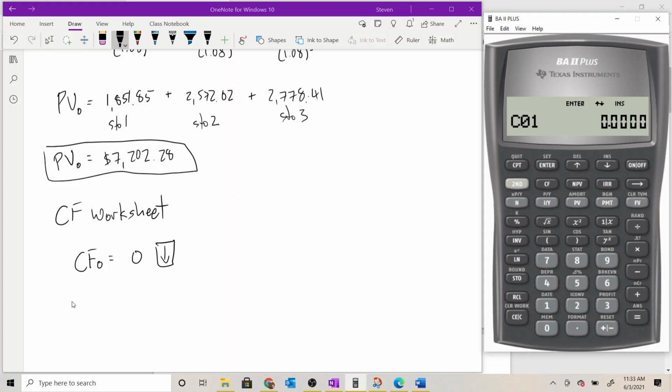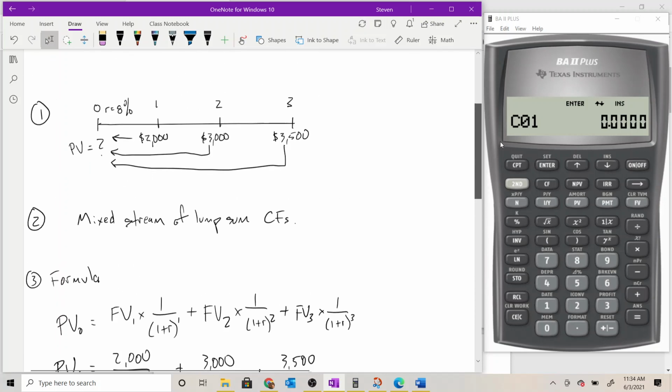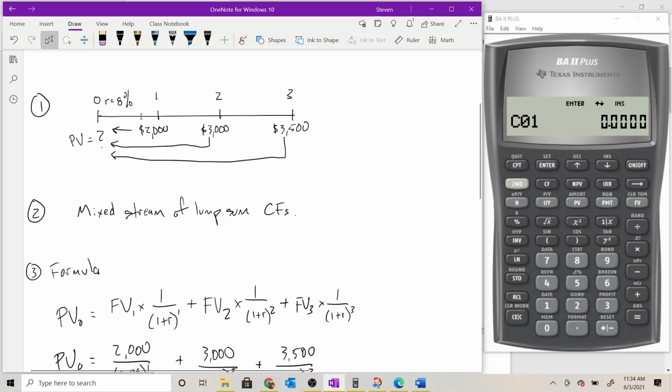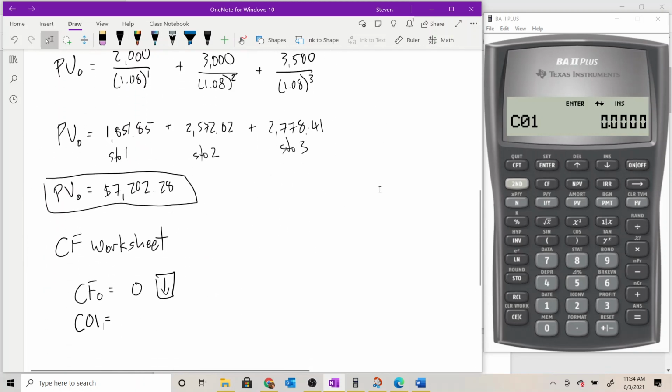When I hit the down arrow key, I see C01. That stands for cash flow 1. That is what happens at the first tick mark on your timeline. And in this particular example, at the first tick mark on our timeline, I have a cash inflow of $2,000. So I'm going to enter 2,000. And once that's on the display, I have to press the enter key to store it as the C01 value. Once I hit the enter key, I'll see an equal sign come up, with however many decimal places I have my calculator set to display, and a sideways triangle to tell me that value is stored.